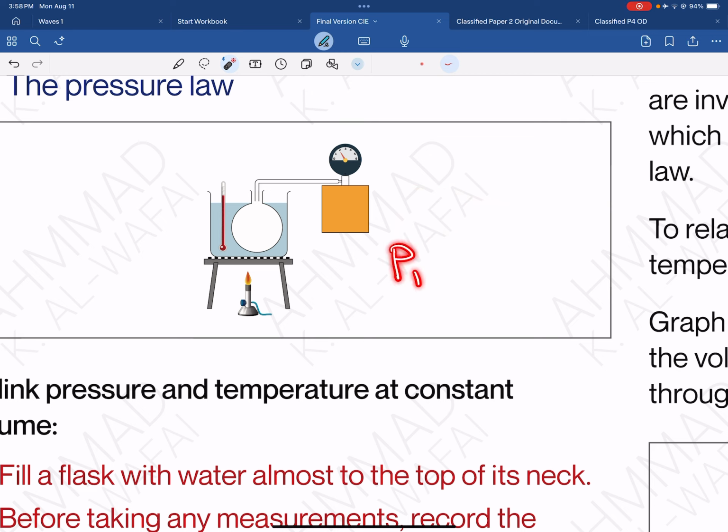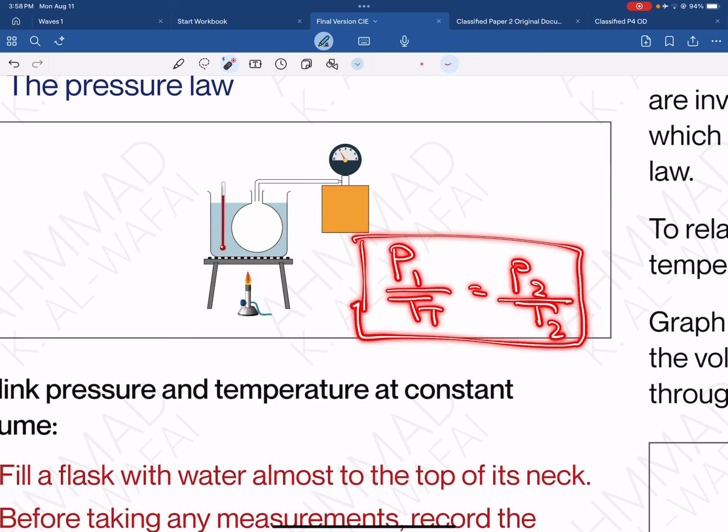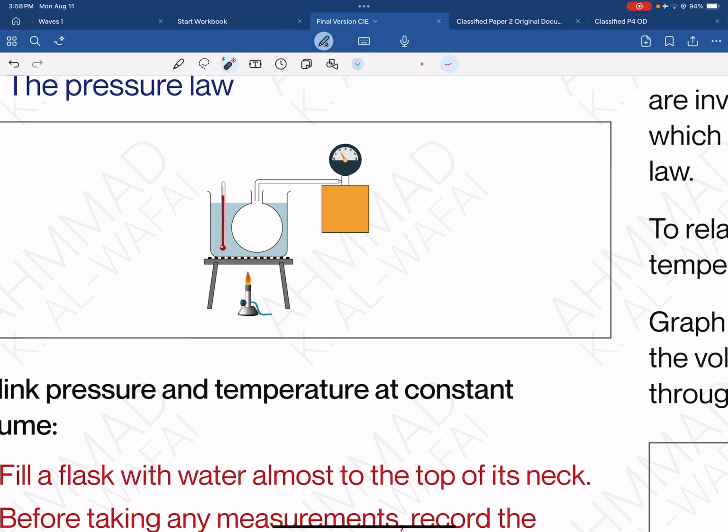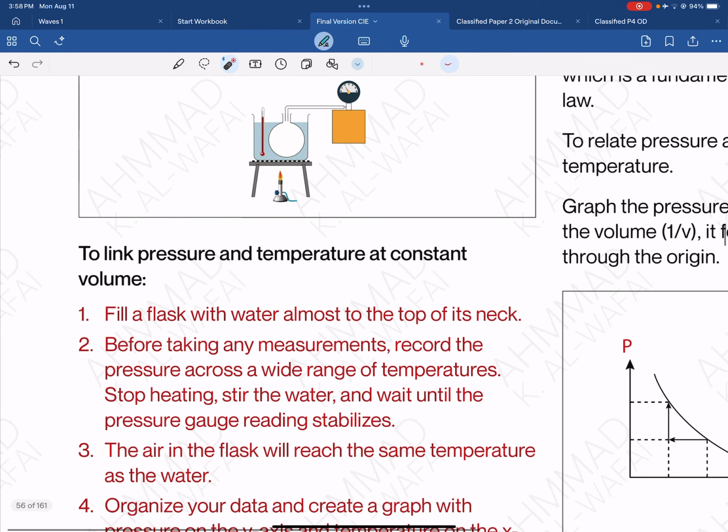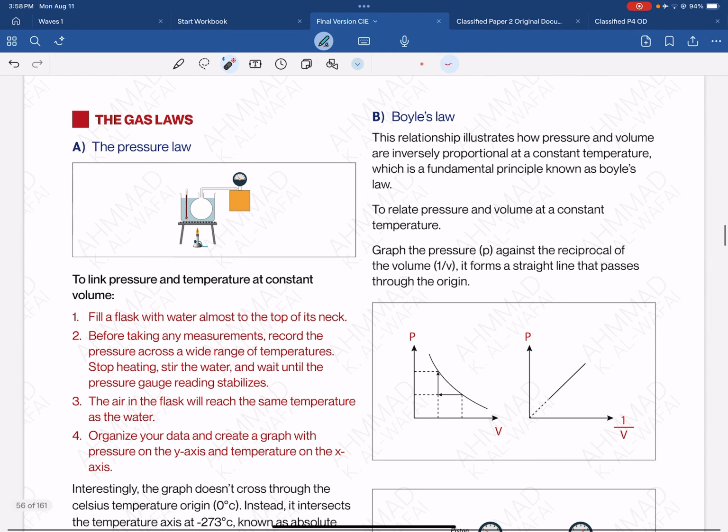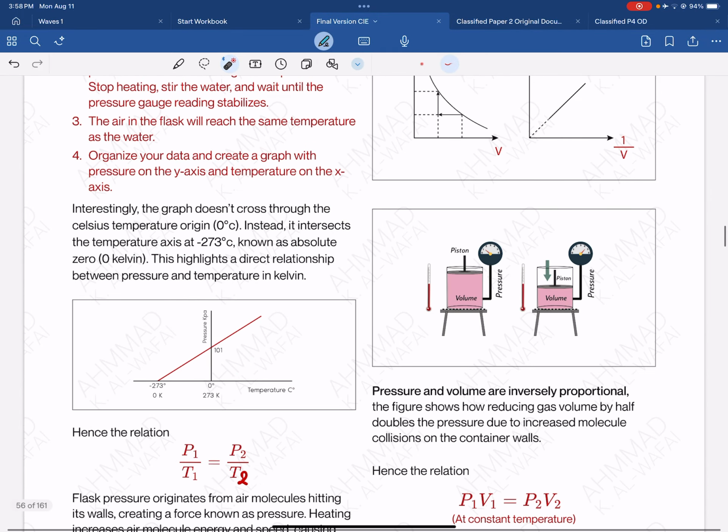So this gives us a new law: pressure 1 over temperature 1 is equal to pressure 2 over temperature 2. Now, this law is only used by Edexcel students. For those who are studying Cambridge, you just need to know it qualitatively, not quantitatively. Okay, so that's the first of the gas laws, basically.